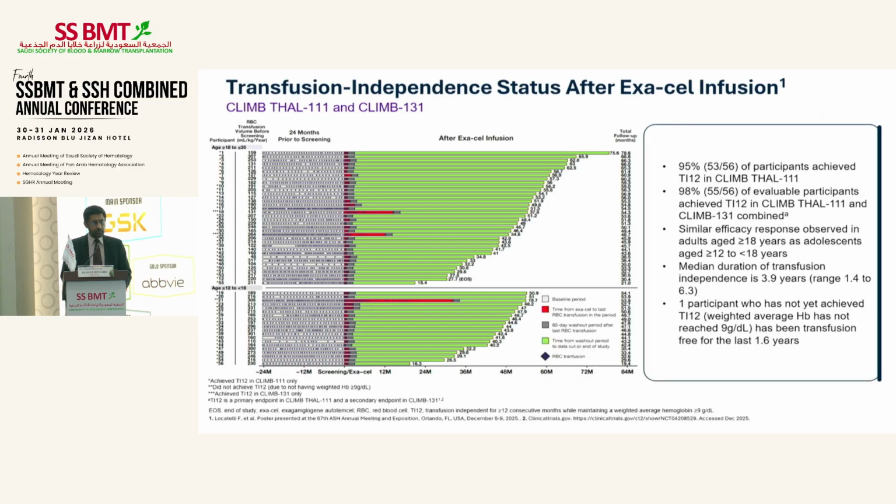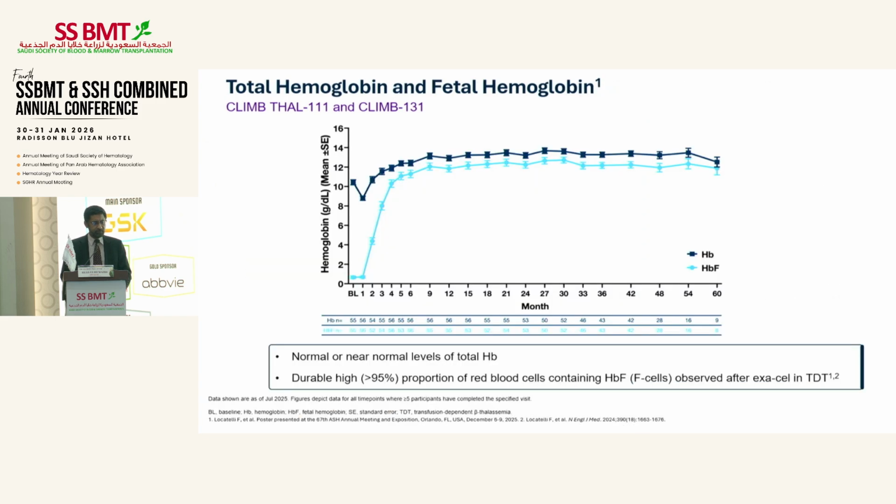And again, this swimmer plot shows the patients who require blood transfusion after the transfusion of the cells. You can see the majority of patients actually don't need transfusion, while very few patients needed transfusion after the infusion of the cells. The majority of the patients actually had green lines.